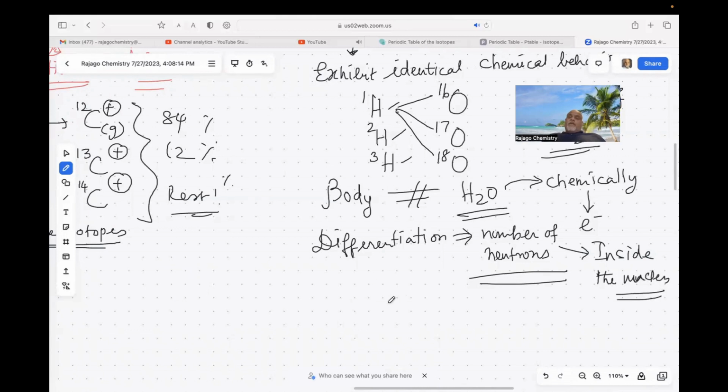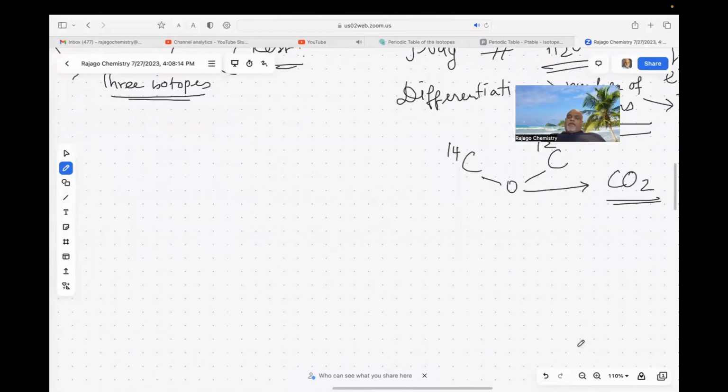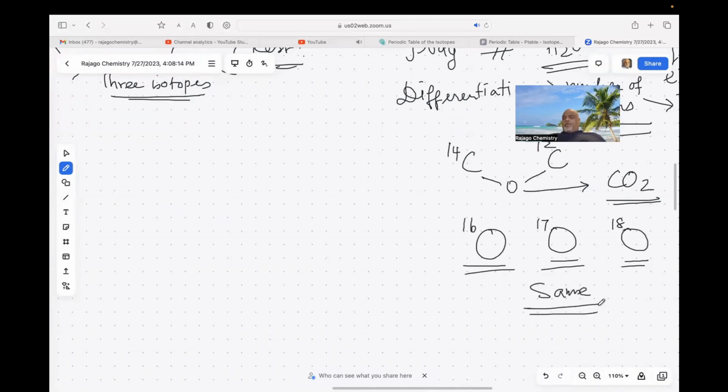The same thing in case of carbon, C14, C12. When it reacts with oxygen, it's going to form several species of carbon dioxide. And we breathe in several species of oxygen. But the difference is only in the neutrons. Chemically and electronically, they are all the same, so their reactivity is also the same. So this is very important.